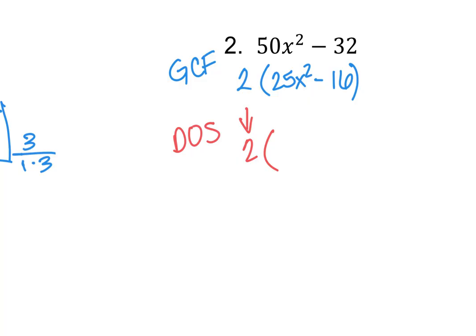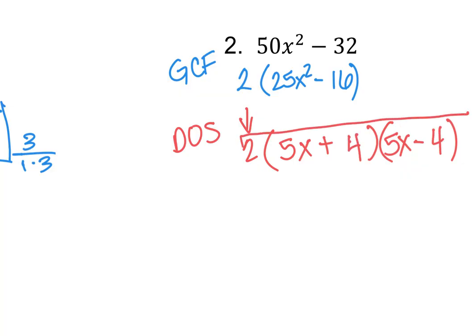Now we have a difference of squares. Remember, it's like the square root of 25, a number times itself that's 25. So we have 5x. And then we're going to use a plus. And let's do our second parentheses right now while we're at it. 5x minus. So now we have 16. What's a number times itself that's 16? Well, that would be 4. So we have our final answer here.